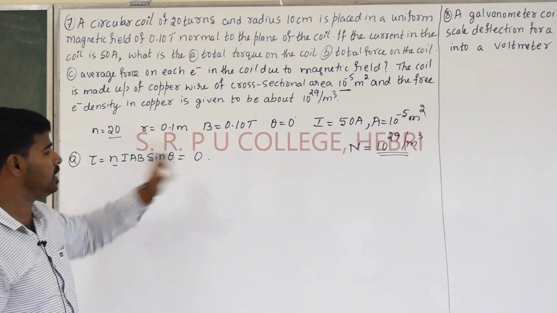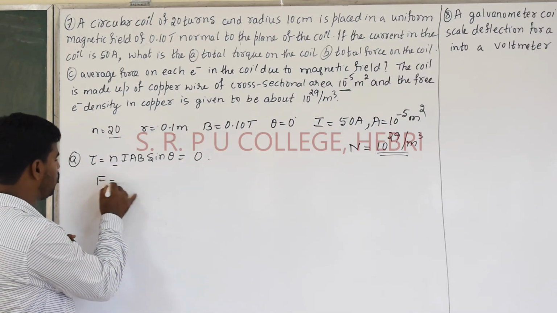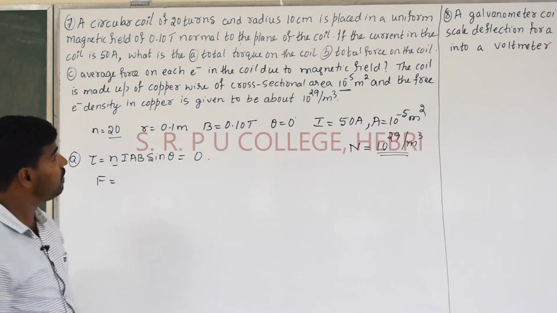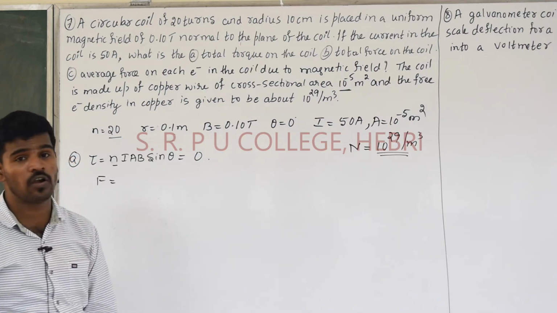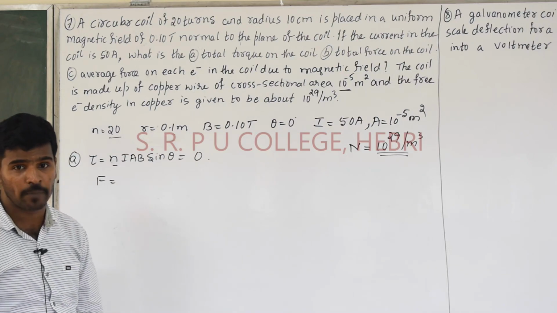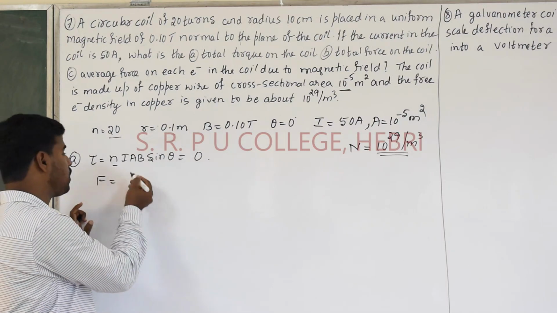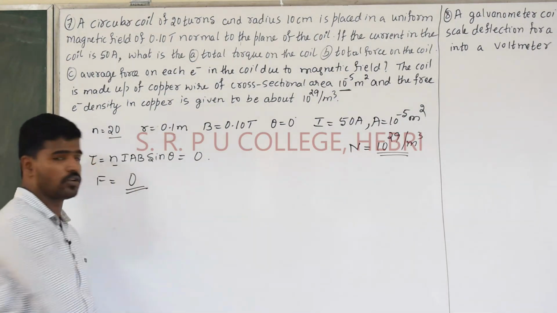Therefore, torque on the coil is equal to 0. Yes, what about the force on the coil? Force on the coil is equal to, if the torque is 0 means torque is equal to force into perpendicular distance. Therefore, there is a directly proportional relation between force and torque. That is the reason why the force is also equal to 0.